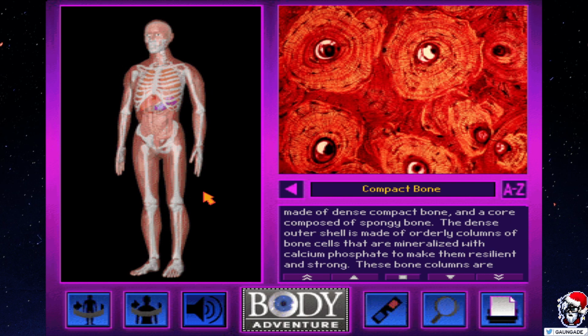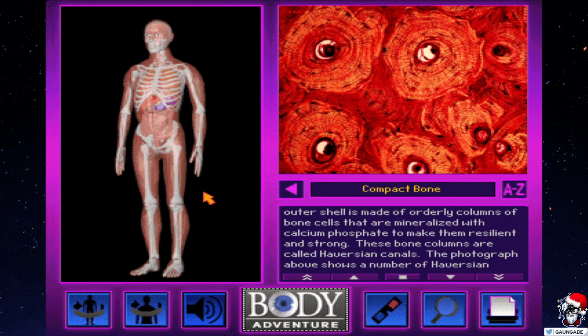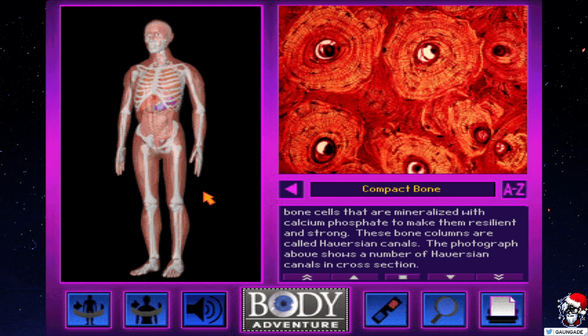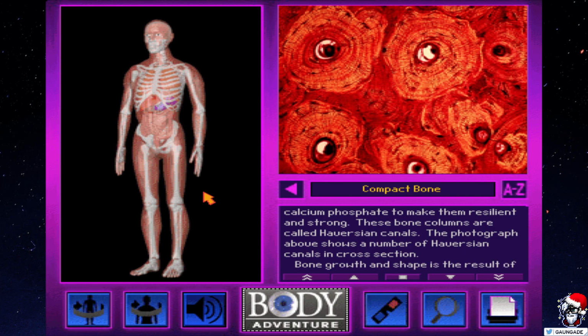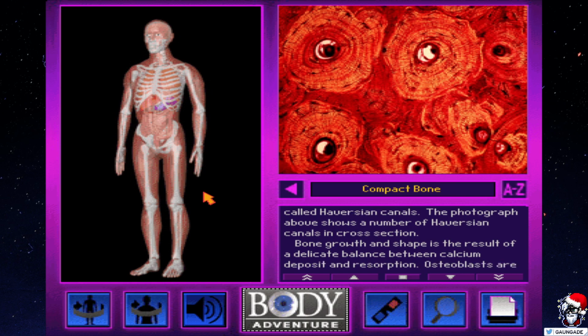Spongy bone! The dense outer shell is made of orderly columns of bone cells that are mineralized with calcium phosphate to make them resilient and strong. These bone columns are called Haversian canals. The photograph above shows a number of Haversian canals in cross-section.